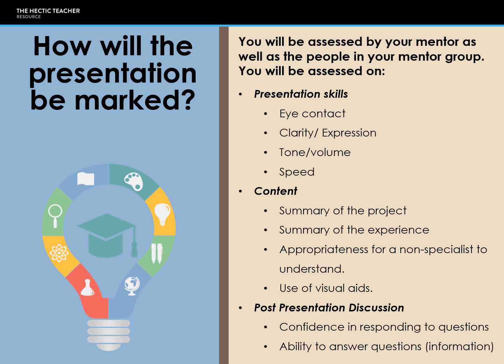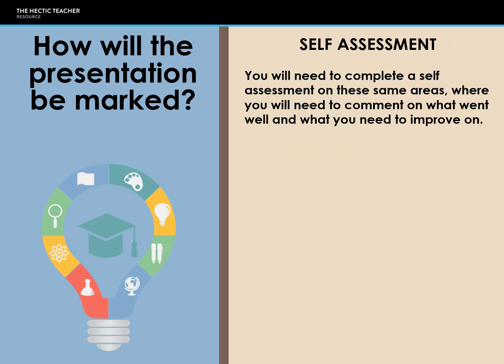Now, what you'll also have to do is a self-assessment of your presentation, covering the same areas that we cover in the peer and mentor assessment. So you need to talk about your presentation skills, the content, your ability to answer questions, but also you then need to go on and talk about what went well and what you need to improve on. If you were to do it again, how would you do it differently?